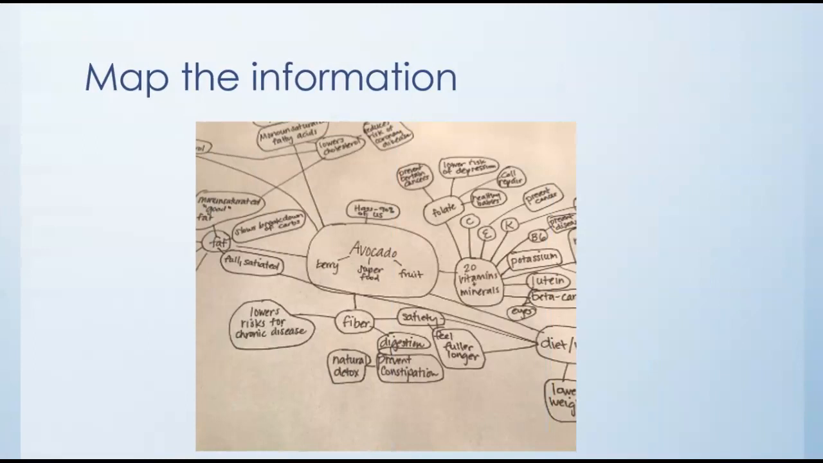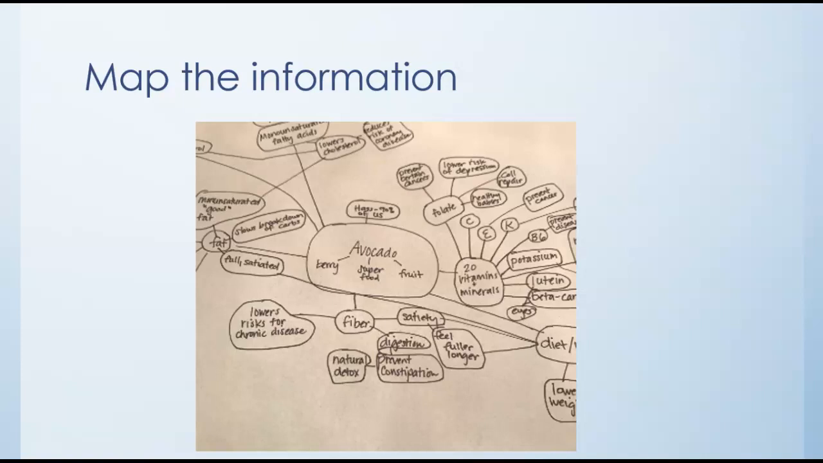Once you have all of the information written down, you can now map that information. See how things connect. You'll start to see that some information is repeated across your sources. Of course, you'll start with your central topic in the center, here, avocado. And then you can start to make note of the different things that connect to the central topic.